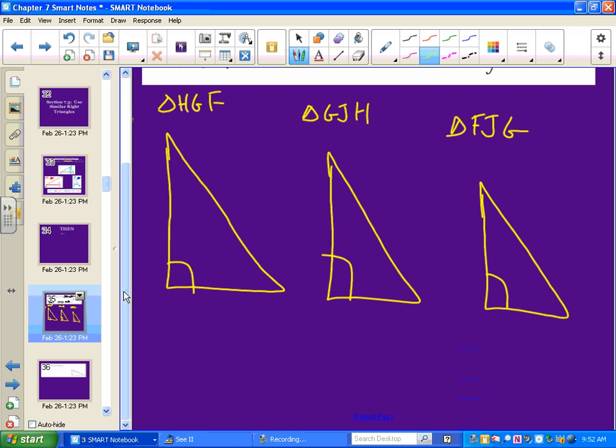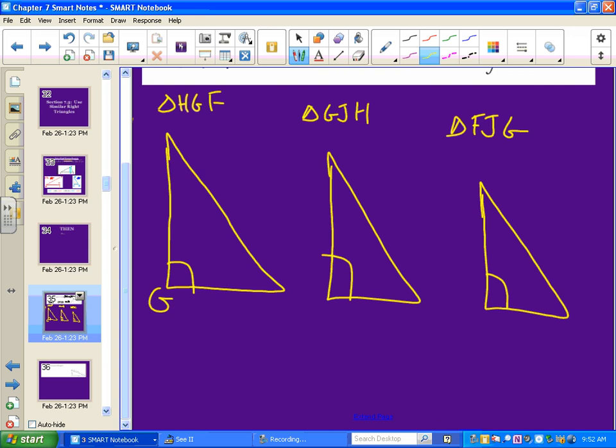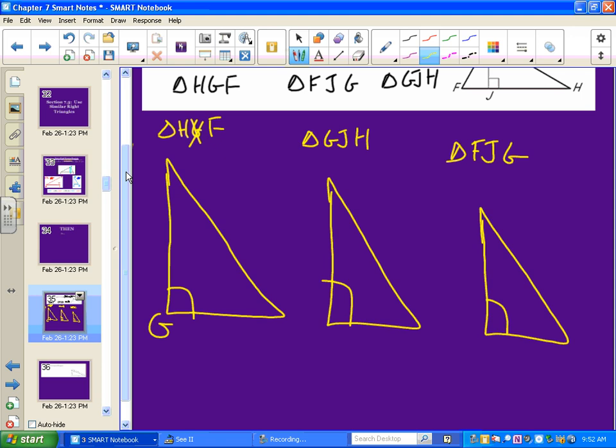In triangle HGF, the right angle is angle G, so I place that first. Now, H and F, in this original triangle, it doesn't matter where I place them. H goes here, F goes here. You could have those flipped, and that would be fine also.